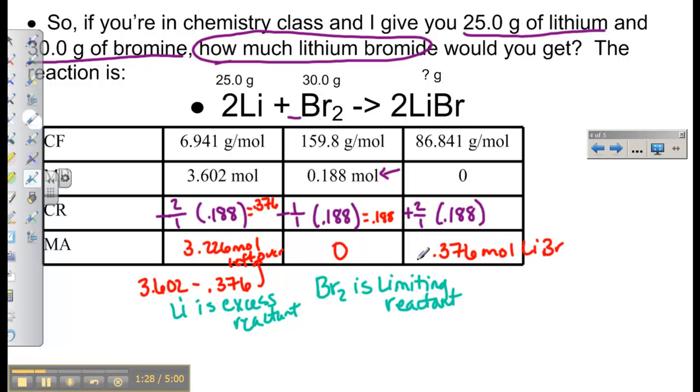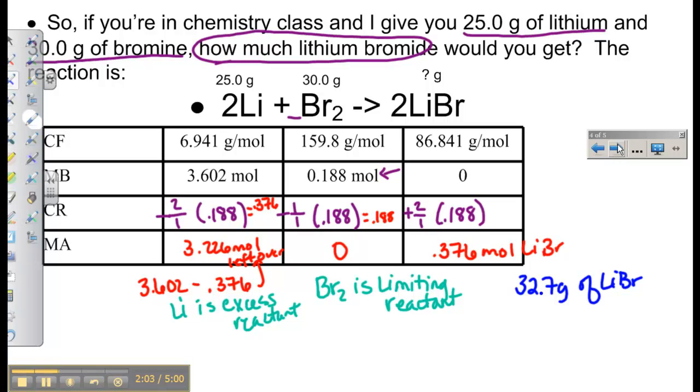I'm going to produce 0.376 moles, but now notice I do want that in grams, so I do have to do that moles to grams conversion. So that's going to give me 32.7 grams of lithium bromide produced from 25 grams of lithium and 30 grams of bromine. Now if I want to calculate how much of my lithium is left over, I do need to take that to grams as well. So we could change 3.226 moles into grams using our molar mass.